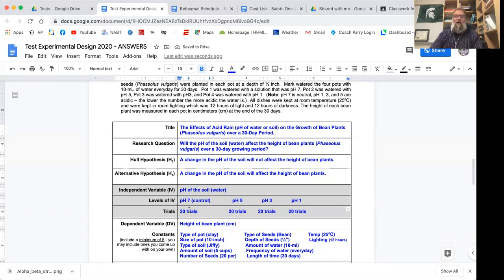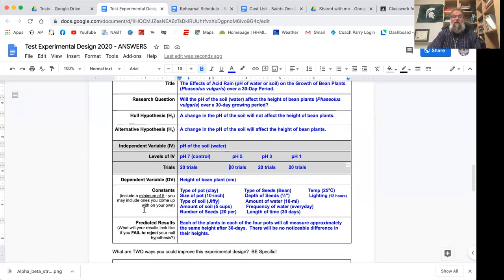And the number of trials, in this case, we're measuring each seed separately. Since we're measuring each seed separately, each seed counts as a trial. So since we had 20 seeds in the pot, and we're going to measure all 20 seeds, that's 20 trials. So there'd be 1 point for the independent variable, 1 point for properly labeling your different groups, a second point for labeling the control, and then 1 point for properly identifying the number of trials.